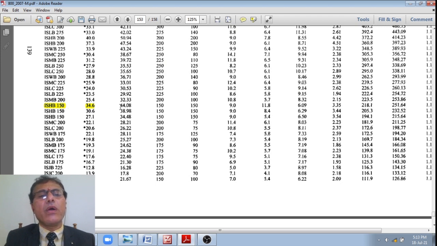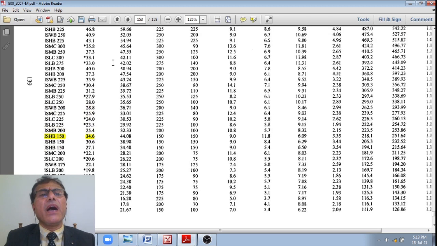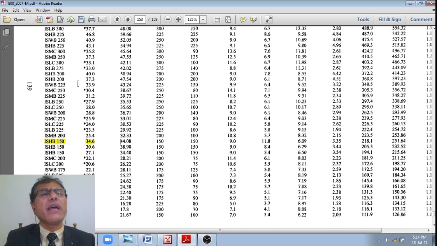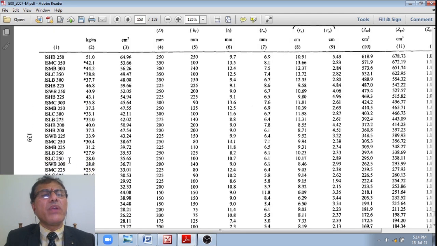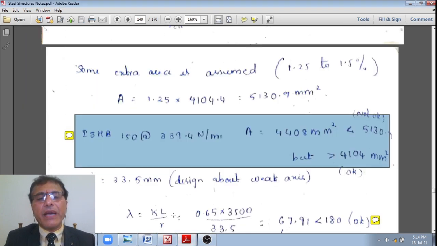If you wish, you can try another lower section having a smaller area, but I don't find any lower section than I-Section 150, because HB sections are generally used as column sections, student. Therefore, I don't have a lower section in the I-Section list than 150. I'll stick with the column section 150 as my final section.